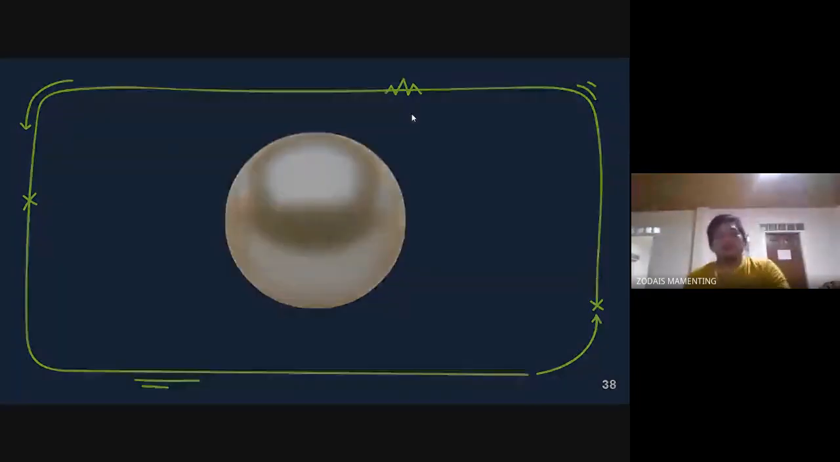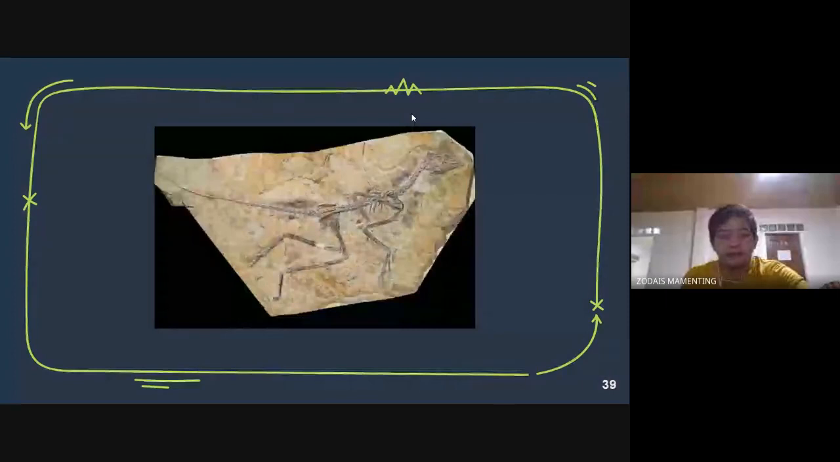Next is a fossil of a dinosaur. Is this fossil a mineral? Fossils were not included in the ordinary definition of mineral. Why? Because not all fossils with the same mineral composition are considered valuable. But this picture is a fossil of a dinosaur, so it is not a mineral because it is from a living thing, or it is a remain of a living thing.